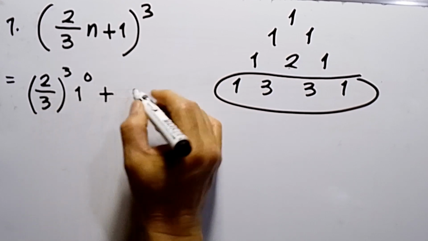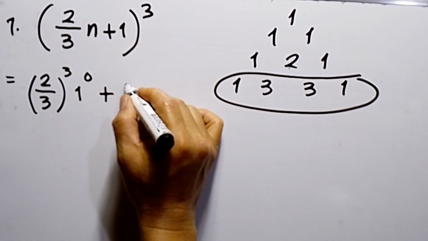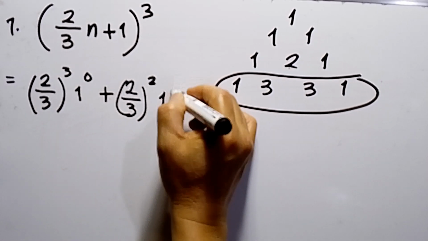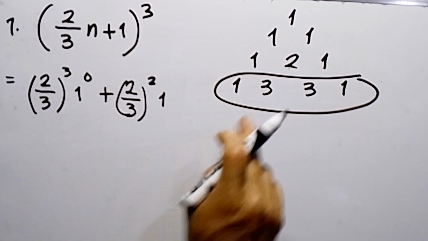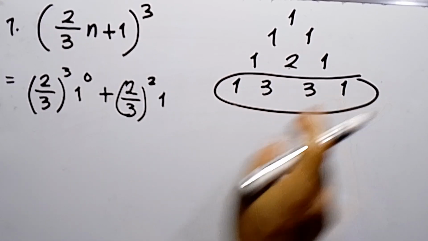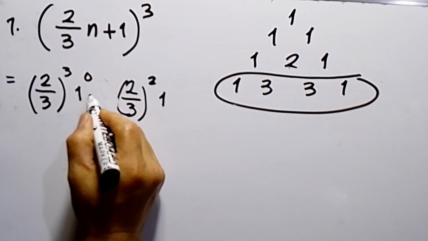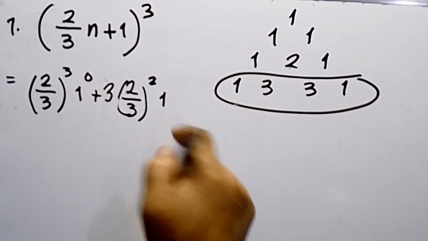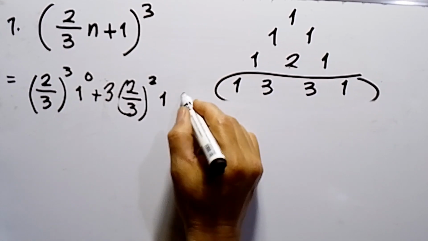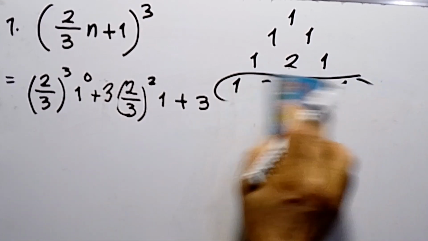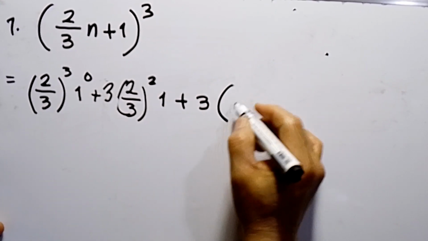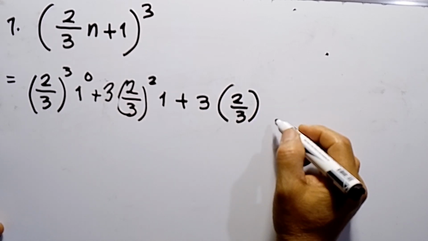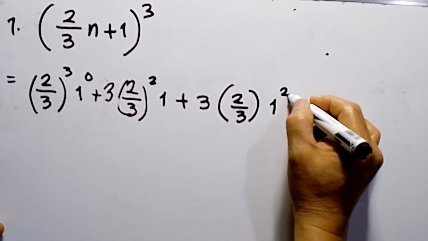Next is 2 over 3, since this is 3, this will be 2, and then 1 raised to the power of 1. There is an invisible 1 in here. Take note, the numerical coefficients will be 1, 3, 3, 1. So I missed 3 in here. So this will be plus 3, because this is 1, then 3, next will be 3. So this will be plus 3 again. Then this will be 2 over 3 raised to the 1 power, and this will be increased to the power of 2.